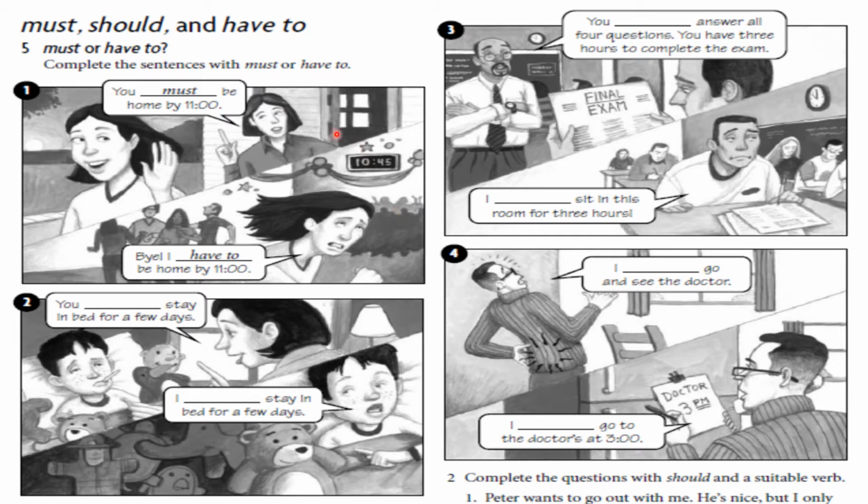So the context is that the mother wants her daughter to come back home by 11 o'clock in the night. It is 10:45 and the girl is still enjoying the party, but she remembers her mother said to be home by 11. So look at the sentence now. You must be home by 11 o'clock. By 11, okay, you must be home by 11.